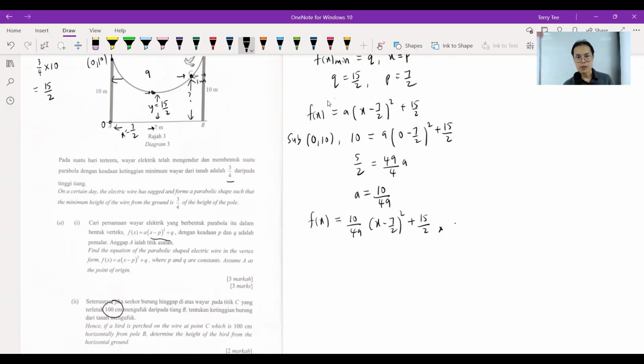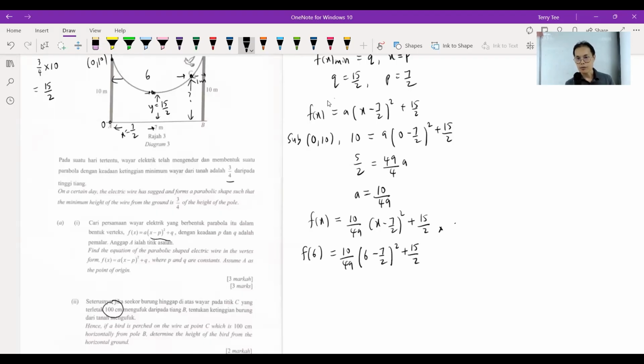So what we can do is we can sub x with 9. So this is 10/49 bracket 9. Wait, it's not 9, it's 6, sorry. It's not 10 because it's 7 here. 7 minus 1 is 6, sorry. I saw it wrongly, this is 6. So let's put 6 inside, minus 7/2 square plus 15/2.